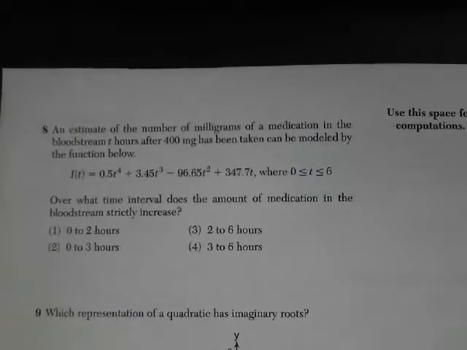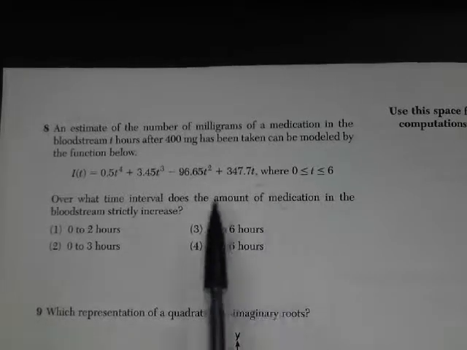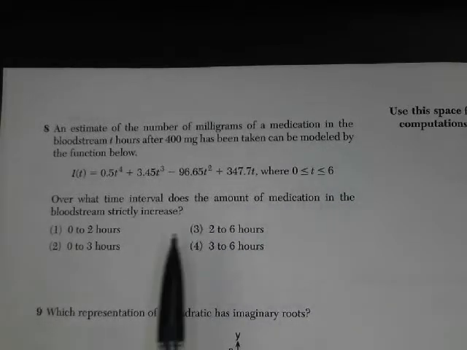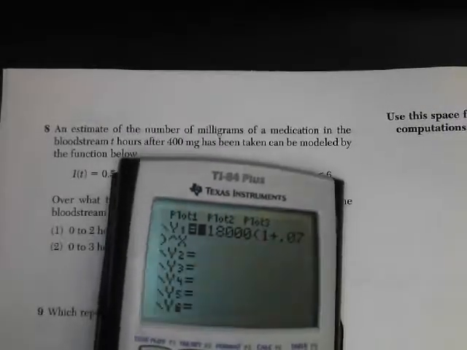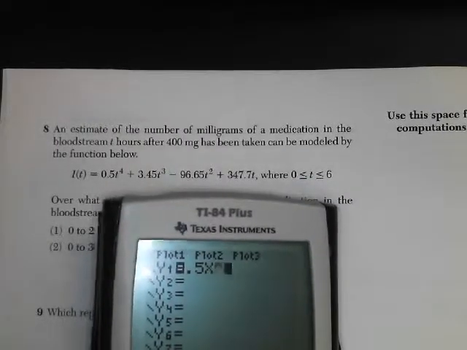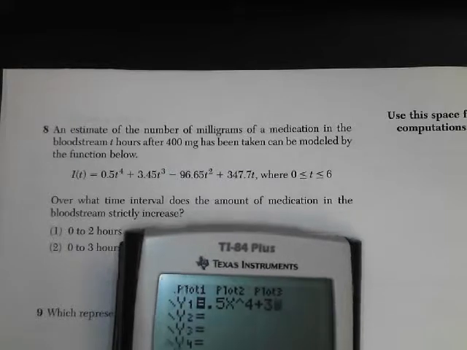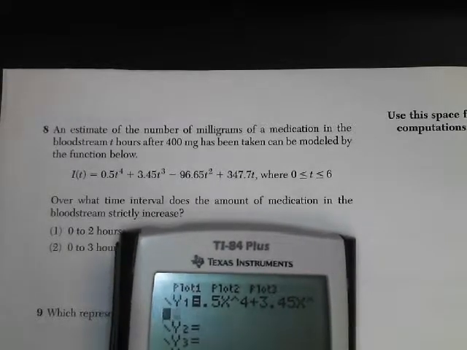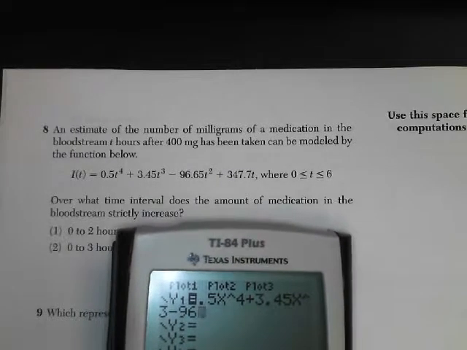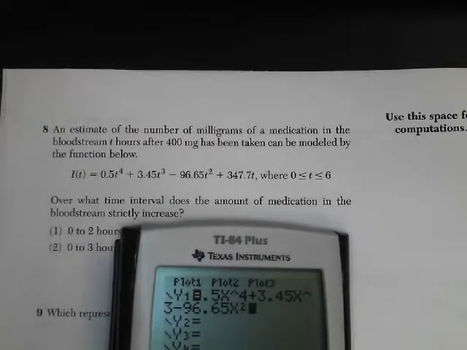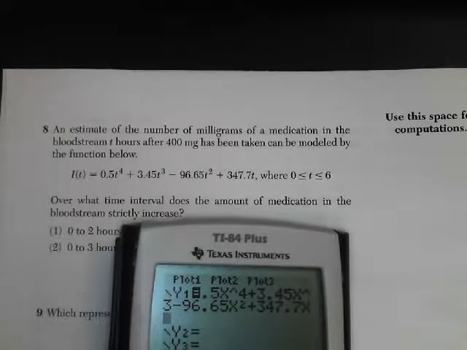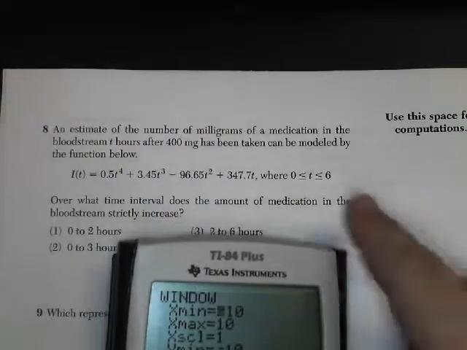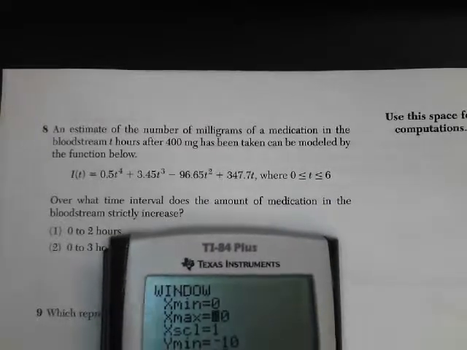In number 8, we have an estimate of the number of milligrams of medication given here from 0 hours to 6 hours. Over what time interval does this strictly increase? Just look at it. Okay, you got to plug it in. It's just knowing the features of a graph, what's increasing, what's decreasing, and also knowing how to mess with your window.